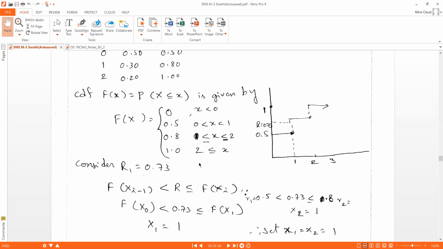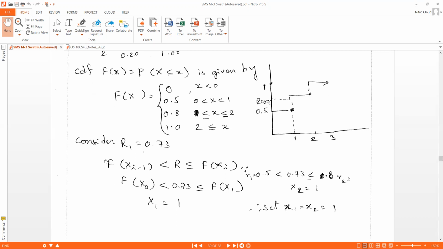That is the CDF. Now the R value is given in the question, R equal to 0.73, and it lies between F of x_i minus 1 and F of x_i. Here the i value is 1, so F of x_(i minus 1) is F of x_0, that is 1 minus 1 is 0, so F of 0 is less than R, which is less than or equal to F of x_i. F of x_1 is 1.